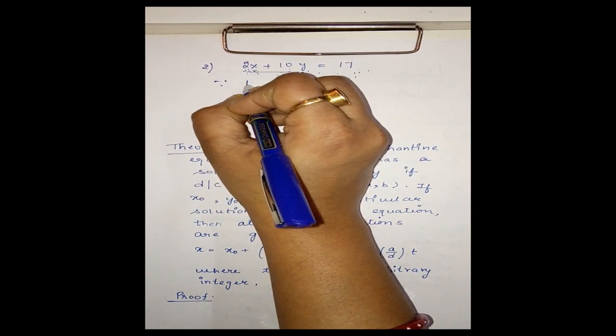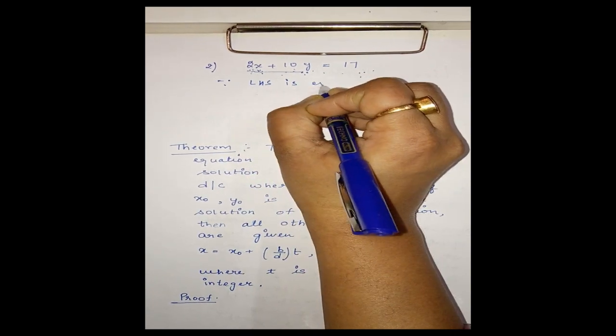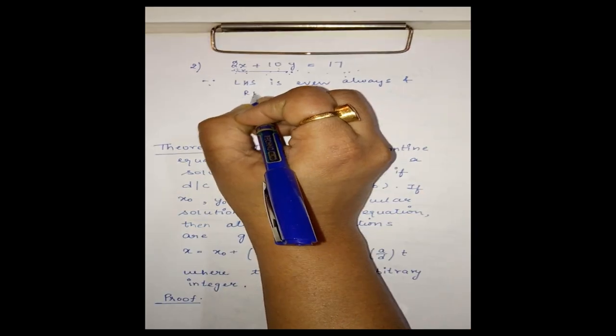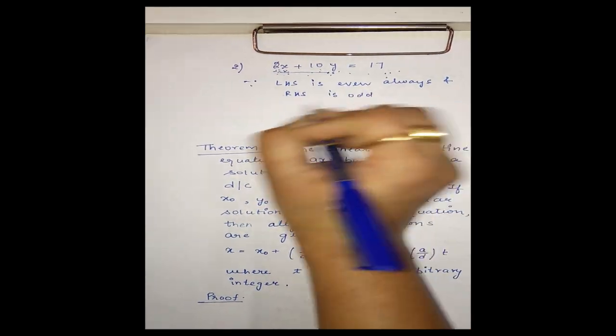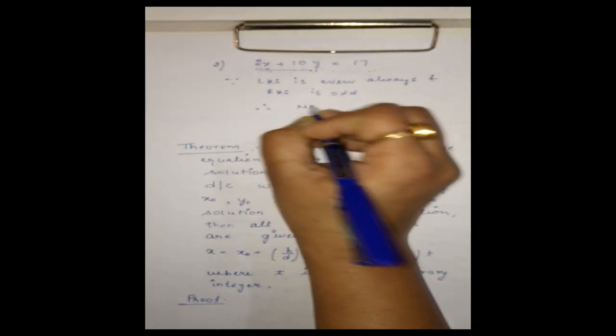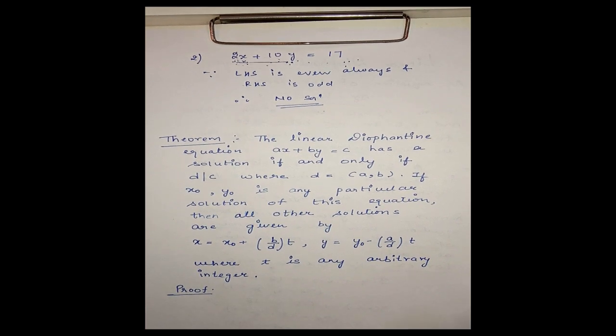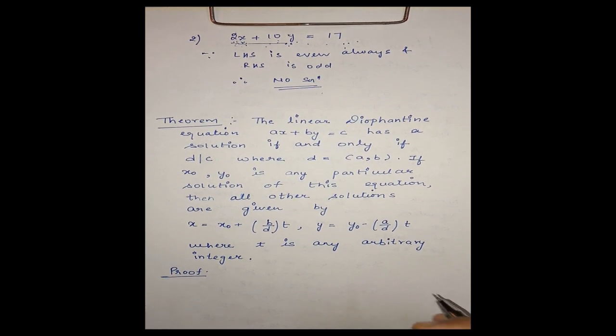Since the left hand side is even always and the right hand side is odd, therefore this equation has no solution. So this particular equation has no solution. And the last equation we considered has at least three solutions. That means a linear Diophantine equation can have a number of solutions or may have no solution at all. Clear? Now we will see under what condition an equation has a solution.